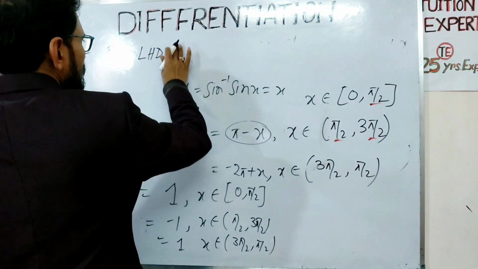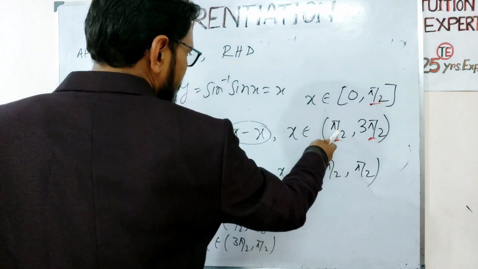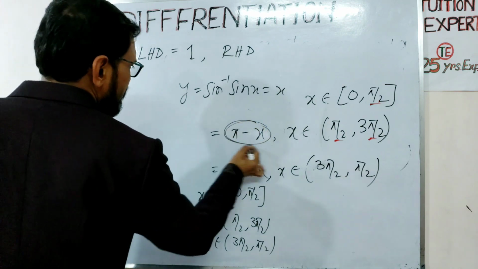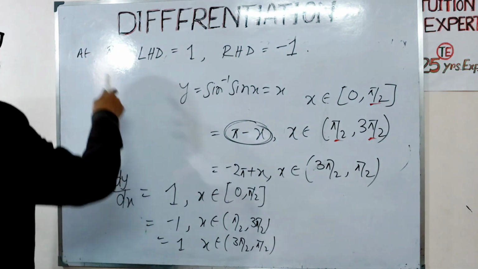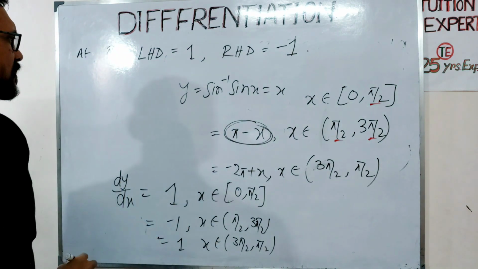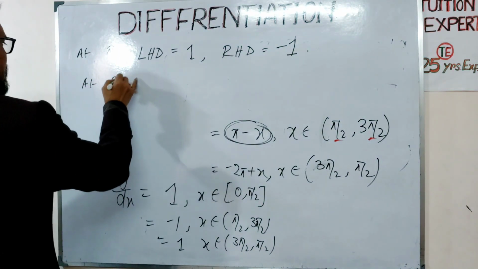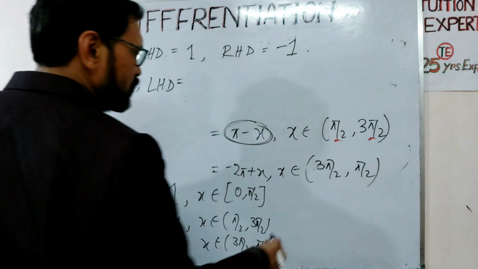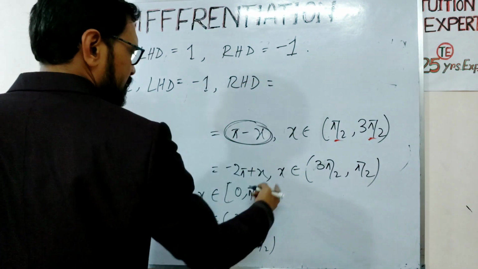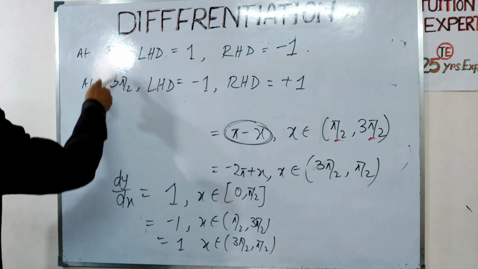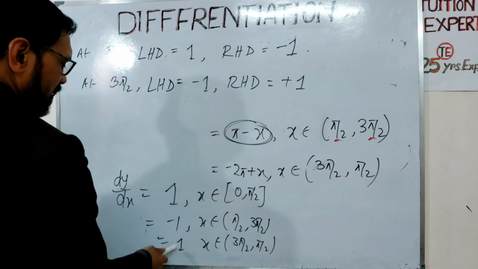where y equals x, so dy by dx equals 1. The left hand derivative will be 1, and the right hand derivative, that is when x is greater than pi by 2, the function will be this, so its derivative is minus 1. So at pi by 2, the left hand and right hand derivatives are not equal, so y is not derivable at pi by 2. The same holds at 3 pi by 2, where the left hand derivative is minus 1 and the right hand derivative is plus 1. So at these points y is not derivable, and dy by dx equals 1 for this interval, minus 1 for this interval, and 1 for this interval.